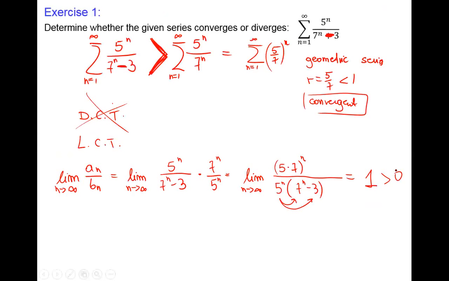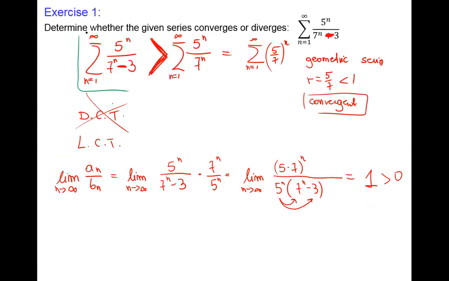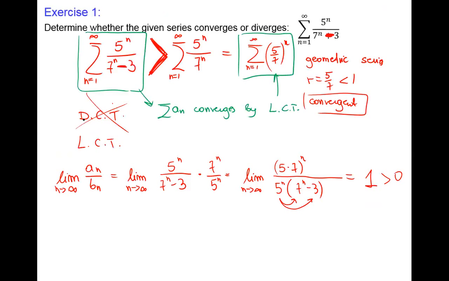It's positive, a finite number greater than 0. Then I can conclude convergence. My original series a sub n converges by limit comparison test, and we're comparing with this. Okay, but please remember, limit comparison works, not direct. I mean the limit comparison, not the direct comparison. Okay, and I have 2 more problems and we will be done.